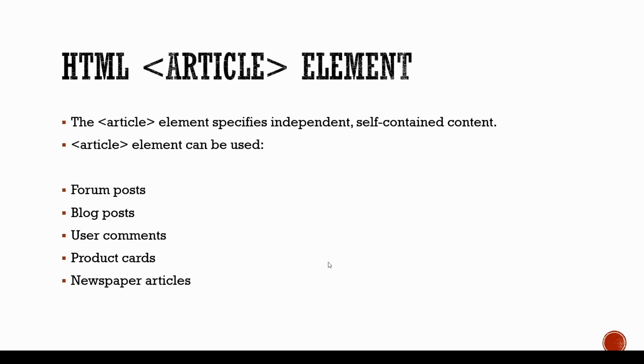Now, let's have a look at the HTML article element. The article element specifies independent, self-contained content. The article element can be used for forum posts, blog posts, user comments, product cards, or newspaper articles. So let's have a look at it in our code.